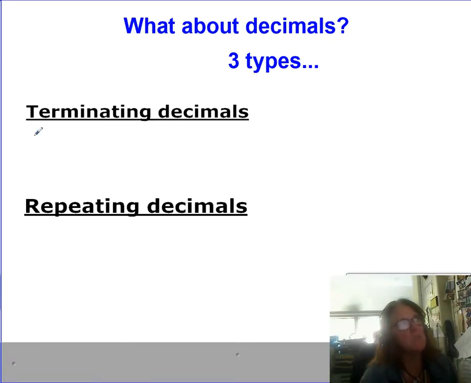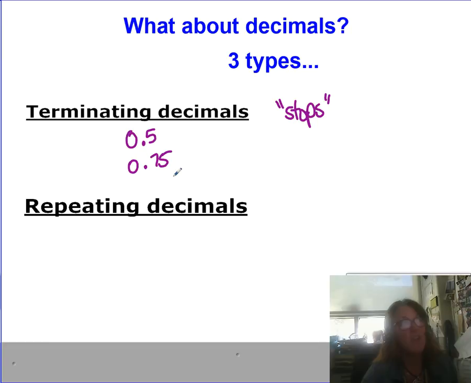A terminating decimal, terminating means that it stops, it ends. Now it might stop right away, like 5/10. It might go a little ways, like 0.75. But eventually it just stops. Boom, all done. These are terminating ones. Notice that 1/2 is the same as 0.5 or 5/10. So my fractions fall into really one of these two categories.